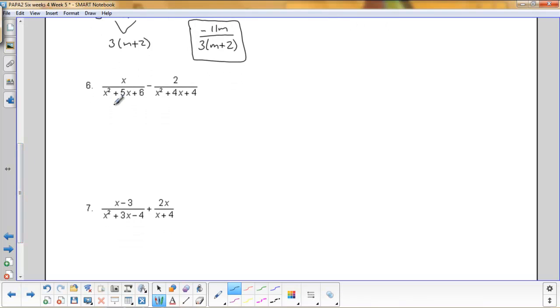Question number 6. So the first thing we're going to do here is factor each one of these trinomials. What two numbers multiply together to make 6, and how do they add up to make 5? So that's x plus 2 and x plus 3. How do I get 4 and add up to 4? That's x plus 2, x plus 2.